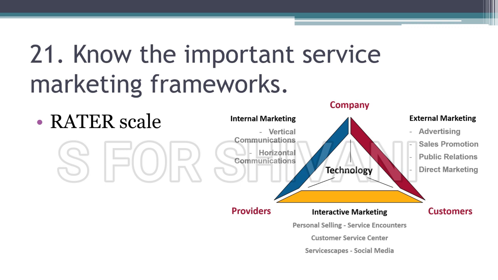Then there are 7 P's. So in addition to the 4 P's of marketing, there are 3 more P's: people, process and physical evidence. Then there is service blueprint, which is basically a diagram which is used to design service. So by designing service, I mean that let's say a customer comes to your store.